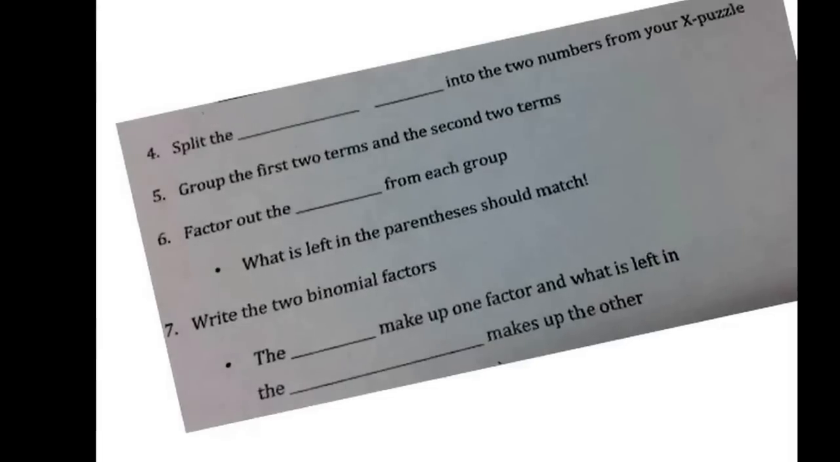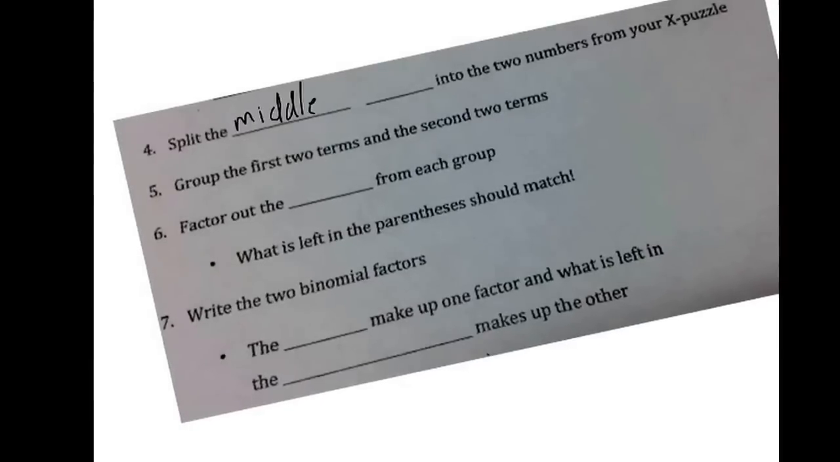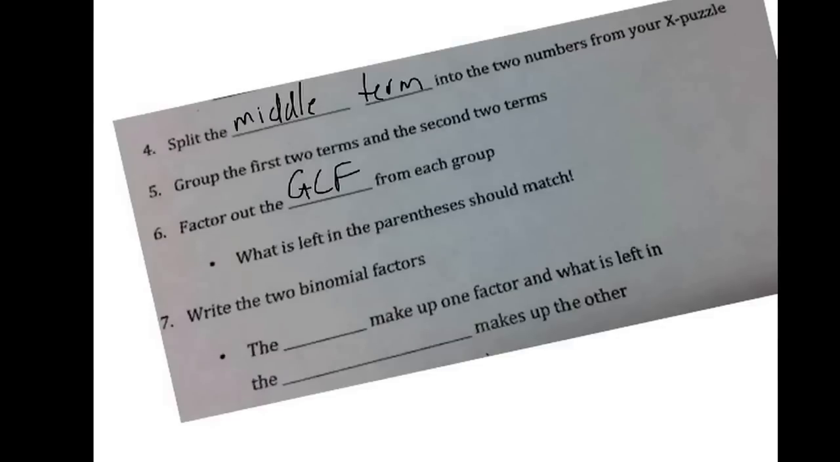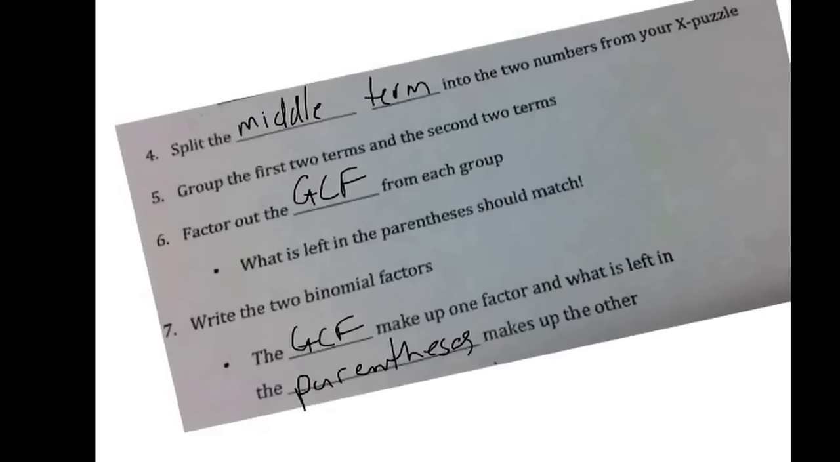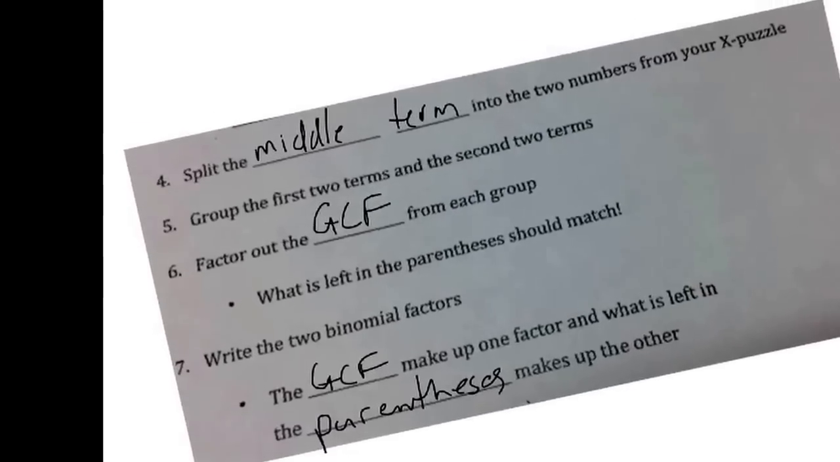We're going to split the middle term using the things that we get from the X puzzle. We'll group the first two numbers and the second two numbers, and we'll factor out the GCF. So we'll go back to last class period and factor out the GCF, and what's left in the parentheses should match each other. We're going to write the binomials as factors. The GCFs will make up one of the factors, and what's left in the parentheses will be the other one. And all of these rules may not have made a ton of sense to you as I was just talking about them, but as we start to work the problems, you'll get a better idea of it.